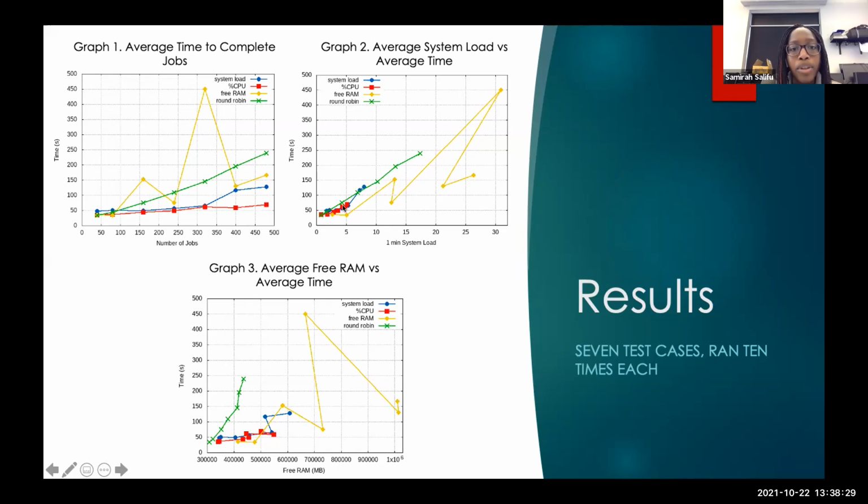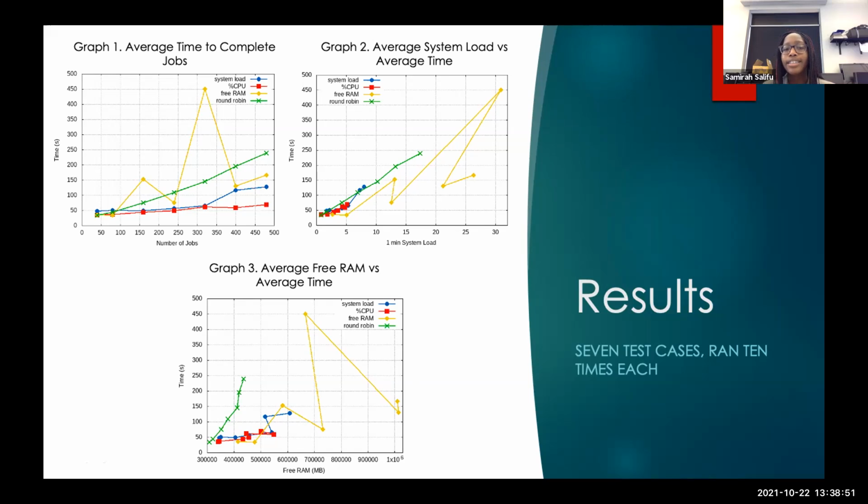And so that's why the percent CPU has the least amount of system load for all test cases. And then in the third graph, the free RAM load balancing algorithm has the largest free RAM. And so that's because the free RAM was averaged among all servers, despite them having different total RAM.